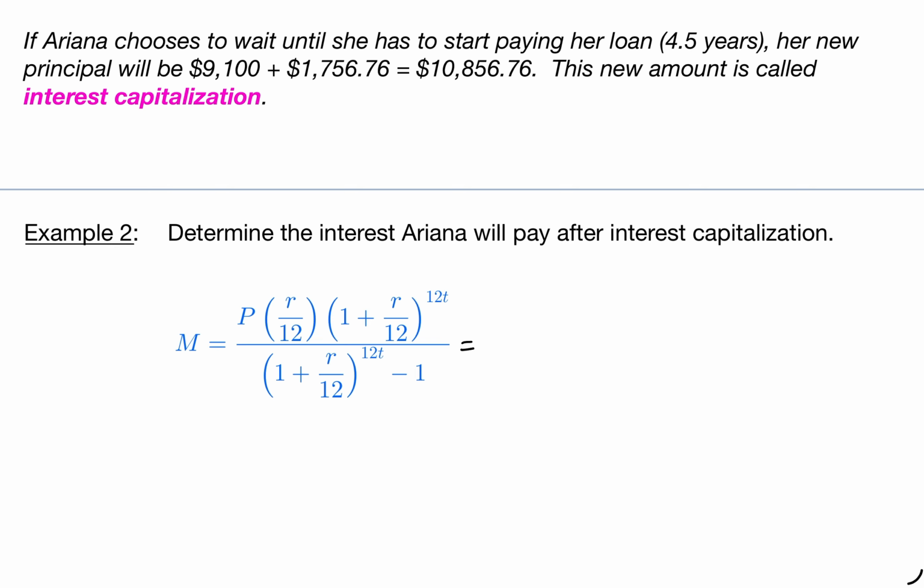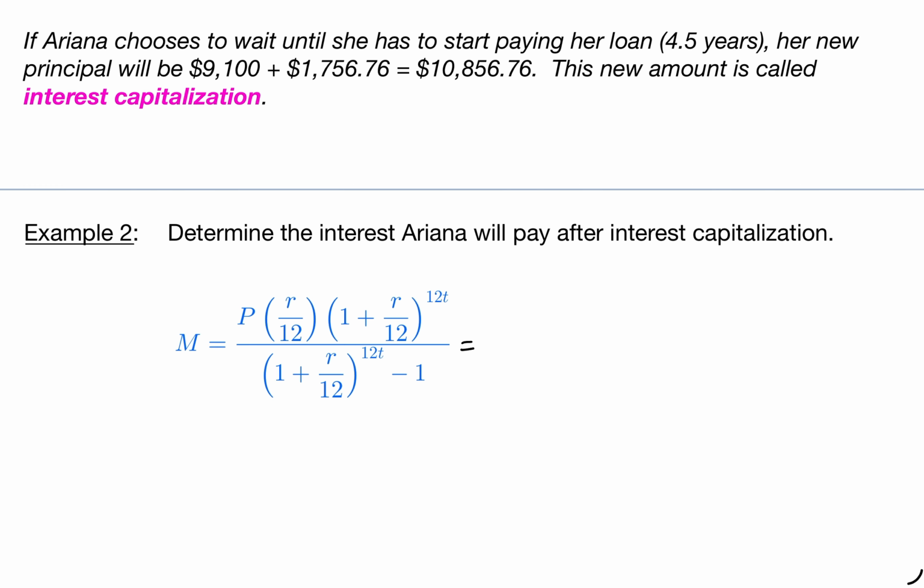She's going to be paying this over a 10-year period, so that's 120 months. So we're going to take the monthly amount, multiply by 120, and then subtract the original amount that she owed, which was $9,100, to determine the total interest that she's going to be paying after interest capitalization.